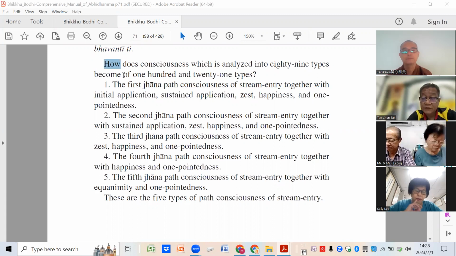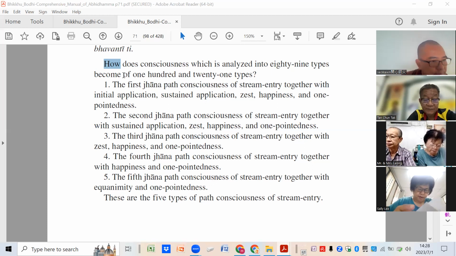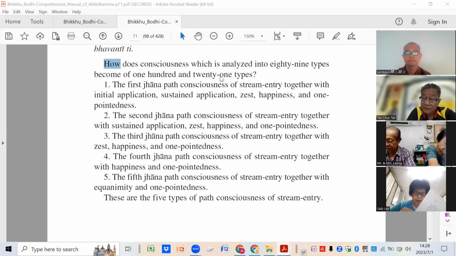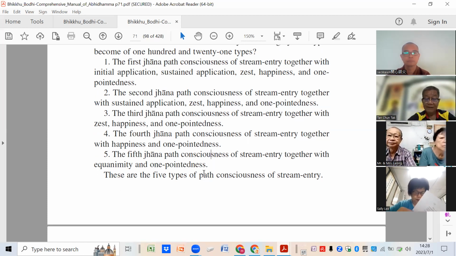How does consciousness, which is analyzed into 89 types, become one of 121 types? One, the first jhana path consciousness of stream entry, together with initial application, sustained application, zest, happiness, and one-pointedness. Two, the second jhana path consciousness of stream entry, together with sustained application, zest, happiness, and one-pointedness. Three, the third jhana path consciousness of stream entry, together with zest, happiness, and one-pointedness. Four, the fourth jhana path consciousness of stream entry, together with happiness and one-pointedness. Five, the fifth jhana path consciousness of stream entry, together with equanimity and one-pointedness. These are the five types of path consciousness of stream entry.